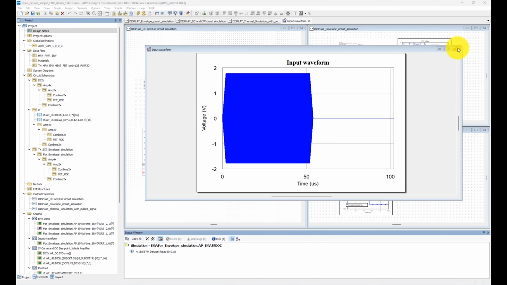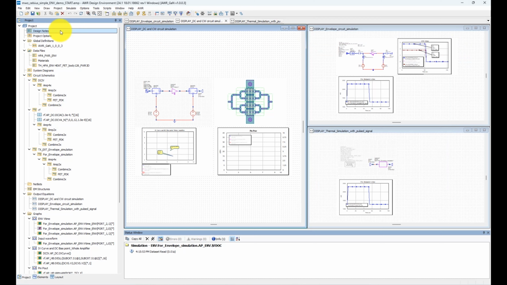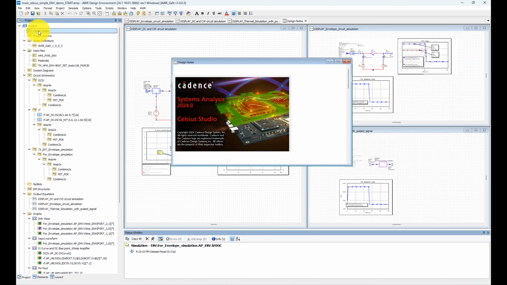Microwave Office uses as its thermal simulation engine Cadence's Celsius simulator. Celsius is fully integrated with Microwave Office. There is no manual transfer of data between Microwave Office and Celsius. It all happens behind the scenes.